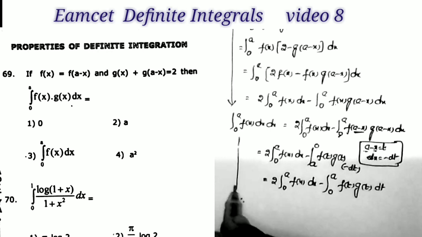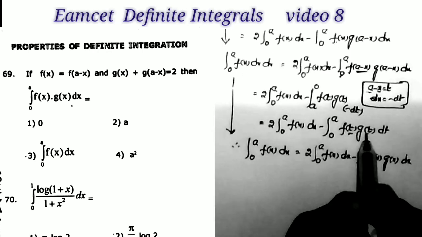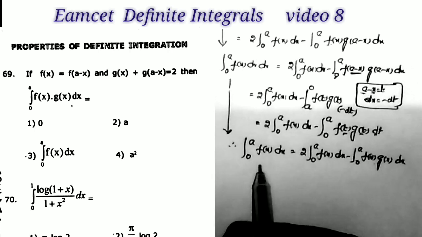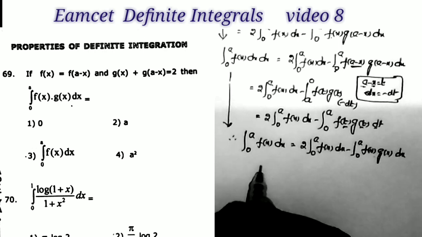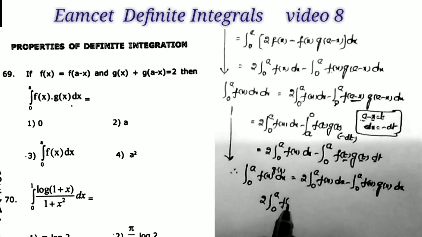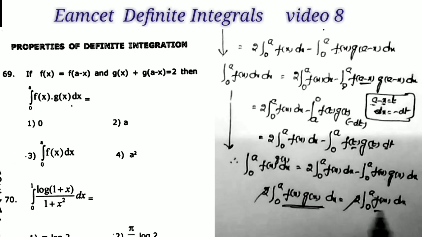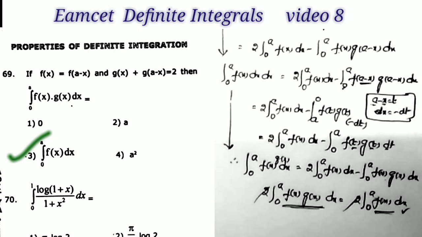Now the answer of this part is equals to, here we can change the variable here, the two values are same here. Now writing this value to this side, minus of minus becomes plus, that is the answer is 2 into integral 0 to a f of x into g of x into dx is equals to 2 into integral 0 to a f of x into dx. Therefore the answer is equal to integral 0 to a f of x into dx. Okay, this is the answer, and which is the third option.